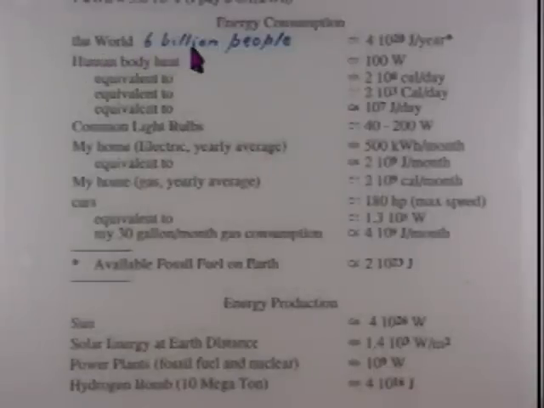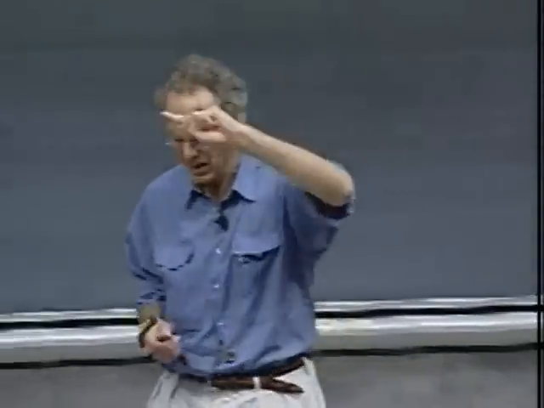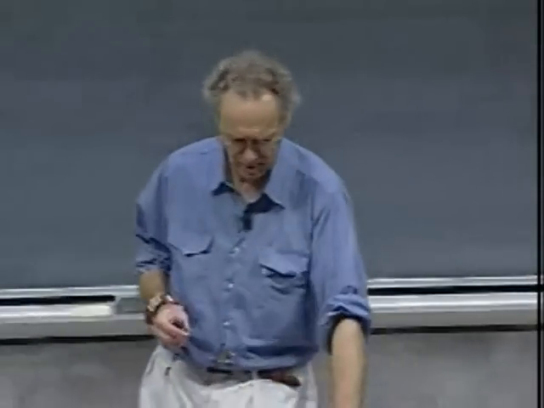6.00000 billion people now on Earth is about 4 times 10 to the 20 joules per year. That is the entire consumption. The United States has only 1/30th of the world population and consumes 1/5 of that. We are really energy spoilers, big energy spoilers.